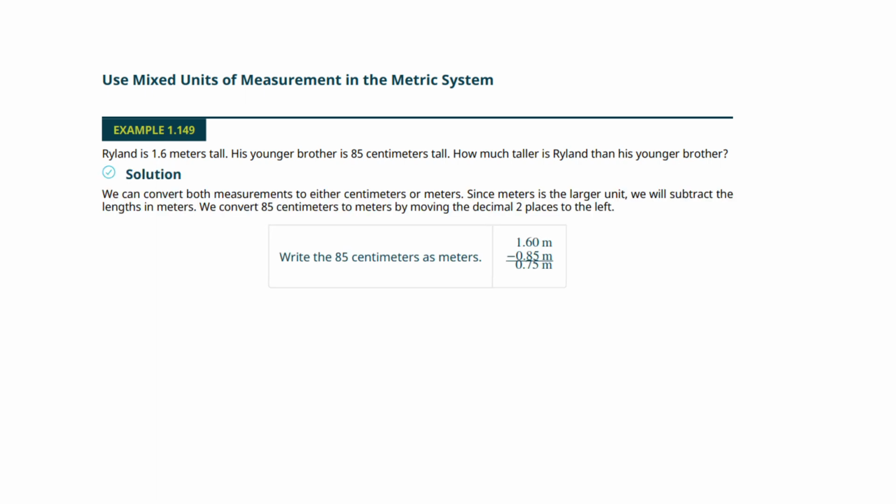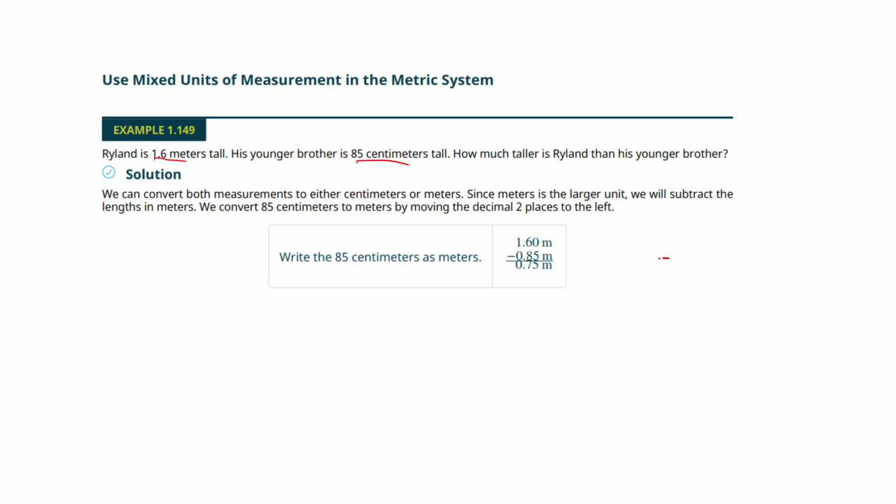But first of all, they're going to ask us to see the difference in the two heights. So we're going to use units here, but they've told us, these are both the metric system, but I have two different heights. Somebody's 1.6 meters, the other one is 85 centimeters. So if I want to subtract these, how much taller is he than his brother? I need these to be in the same unit.